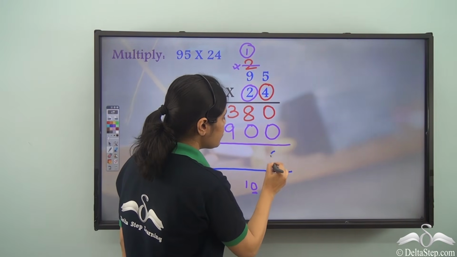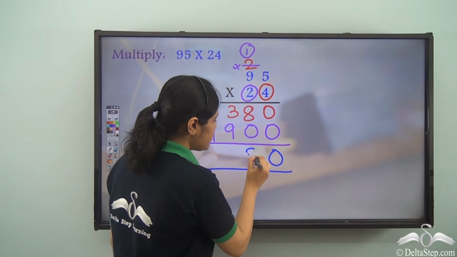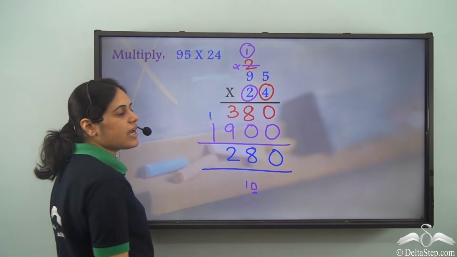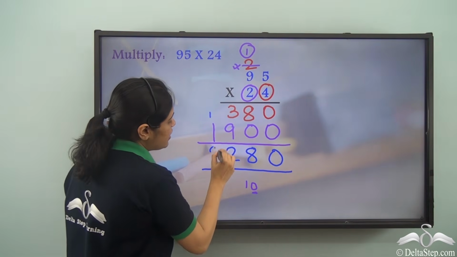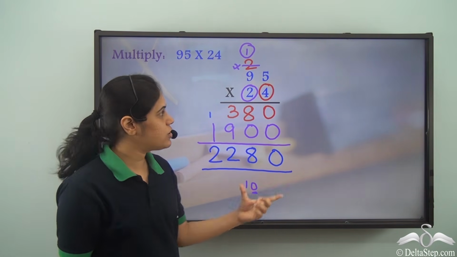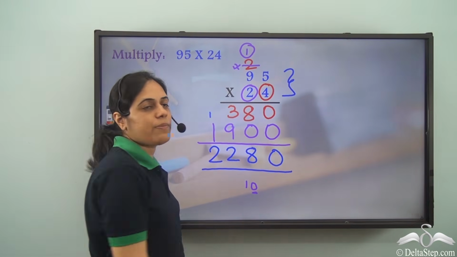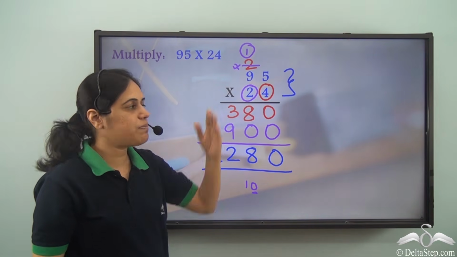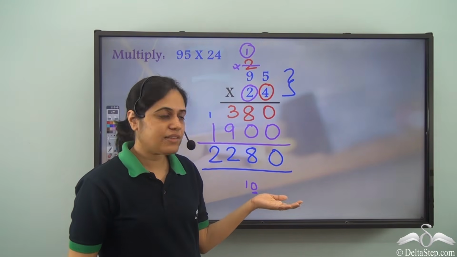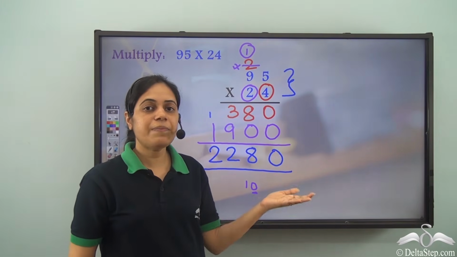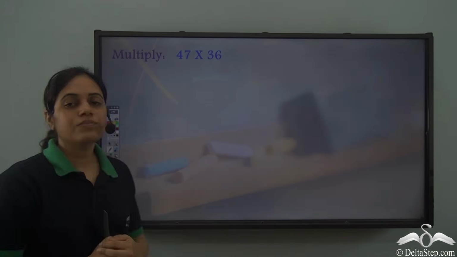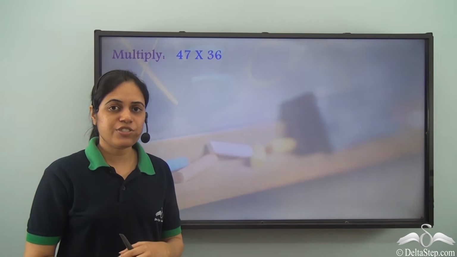So 0 plus 0 gives me 0, 8 plus 0 gives me 8, 3 plus 9 gives me 12, 1 carry, 1 plus 1 gives me 2. So this is the answer, or the product of these two numbers. This is the answer when I multiply these two numbers. And you see how easily we can get this if we follow the steps one by one and do all the calculations correctly. So now can you multiply these two numbers?